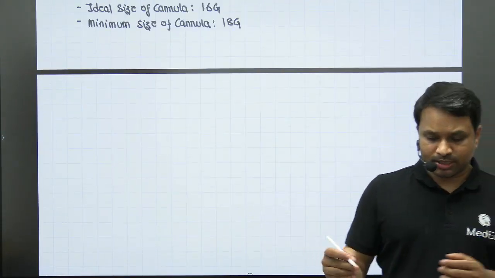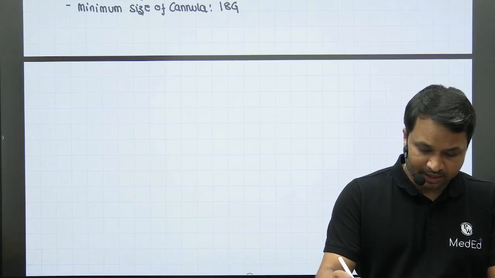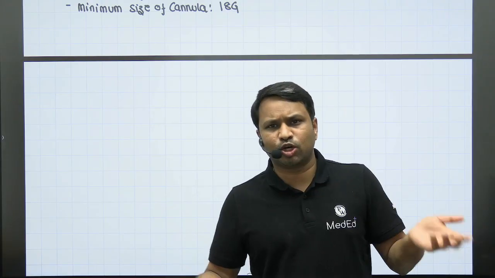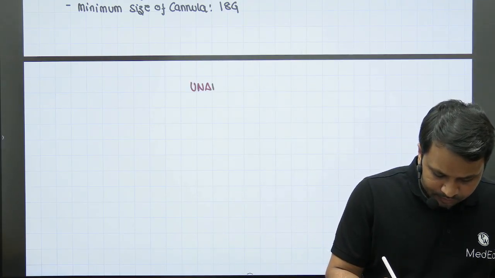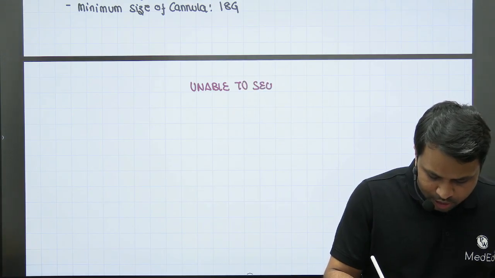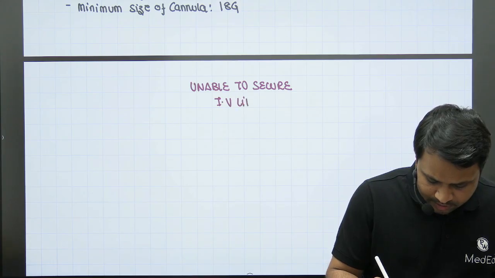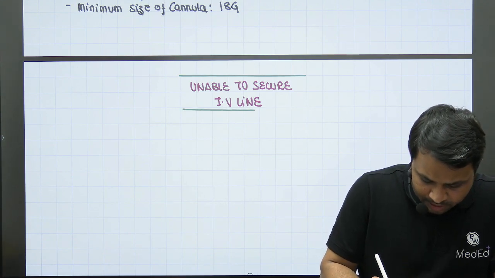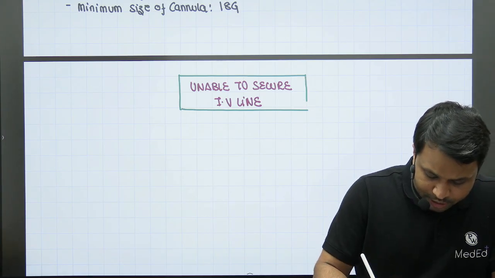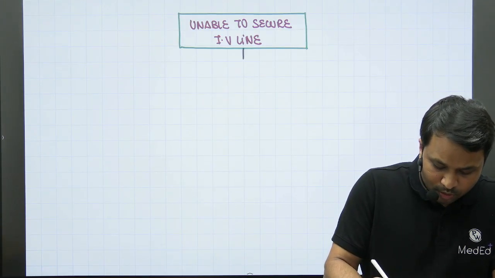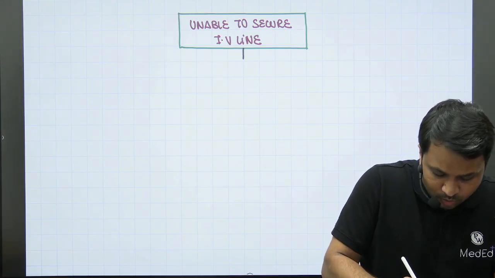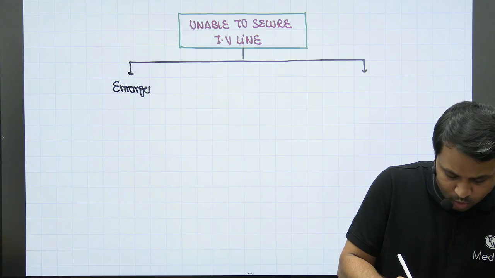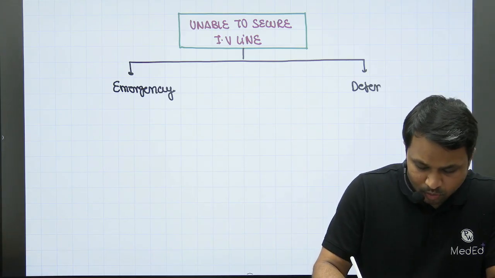Now, as I say, every day is not a Sunday. What if you're unable to secure an IV line? I told the first step is to secure an IV line, right? Now, imagine that you're trying to secure an IV line and the veins are collapsed, right? What if you're unable to secure an IV line? Now, if you're unable to secure the IV line and patient do require resuscitation, what will you do? So you have to see that what can you do in an emergency situation, and as a definitive maneuver, what option do we have? Now, in an emergency, what can you do? And as a definitive management, what can be done?